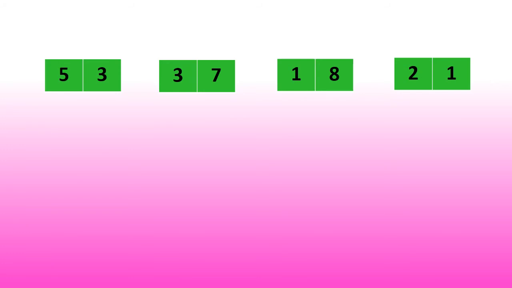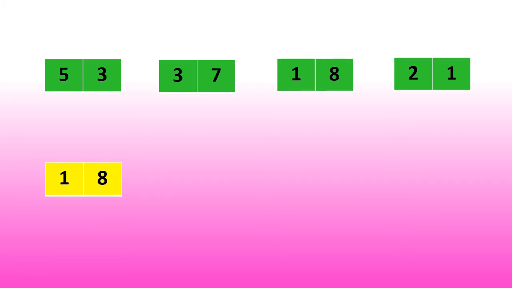Yes, absolutely correct. We will compare the digits at the tens place. So let's move on. We know that the number 53 has 5 tens, the number 37 has 3 tens, the number 18 has 1 ten, and the number 21 has 2 tens. So, which is the smallest number here? Yes, the smallest number here is the number 18 with 1 ten.